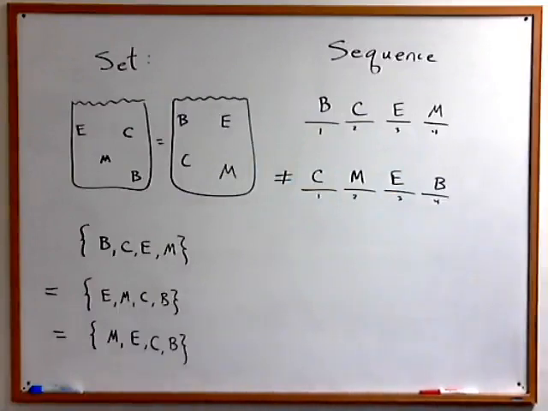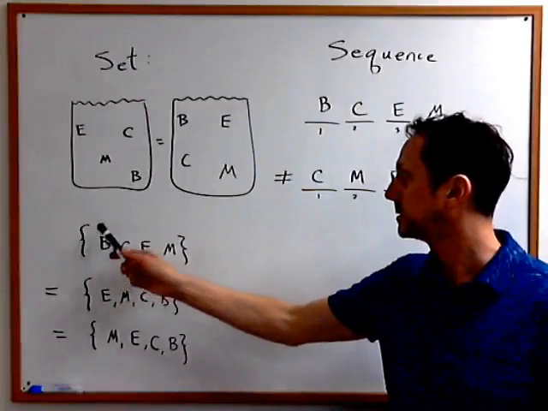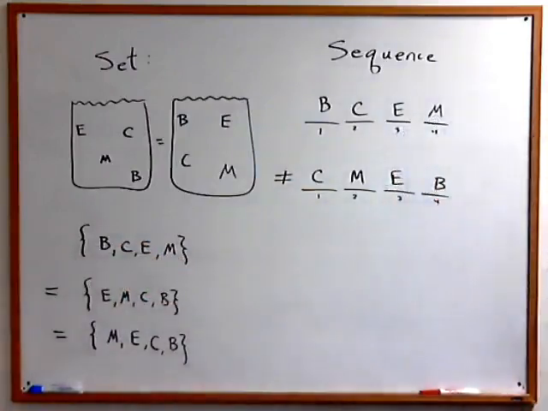And the way we represent a set in math class is we use curly braces and commas. So the set of BCEM is the same as the set EMCB, which is the same as the set MECB. In other words, the order doesn't matter. You can scramble up a set all you want, it's still the same set. It's only counted once.